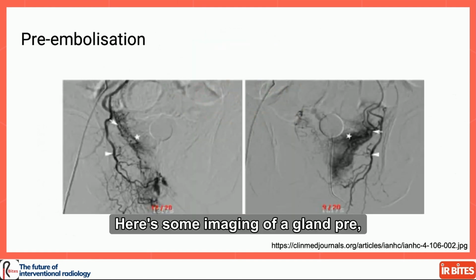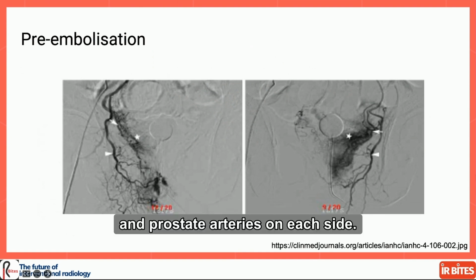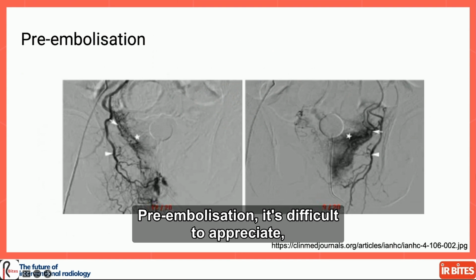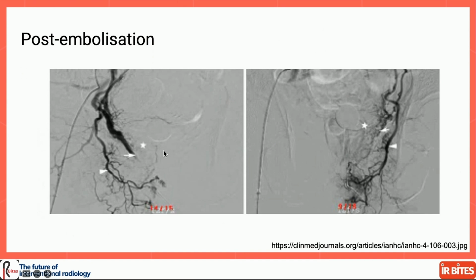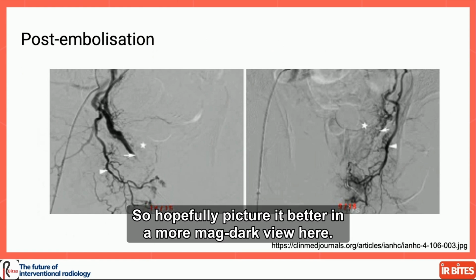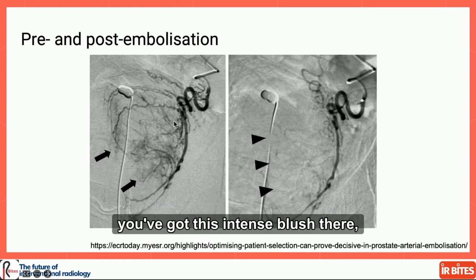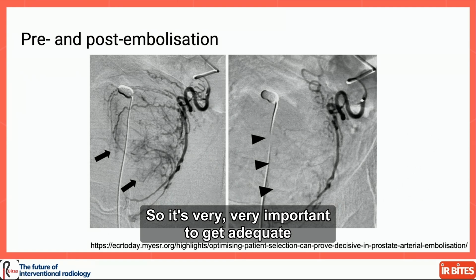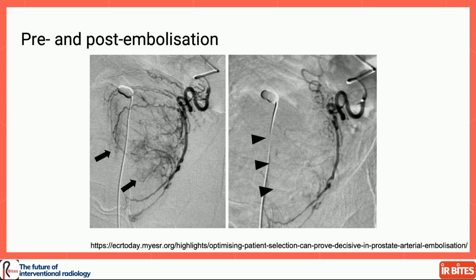Here's some imaging of a gland. You can see the intense blush of the gland, or prostate artery, on each side pre-embolization. It's difficult to appreciate, but we've got post-embolization. You can see less of the gland there, and that's stasis in terms of the flow. Hopefully you can picture it better in a more magnified view here. We've got the left prostate artery with this intense blush. You can see how it's been embolized and there's no longer flow to it. So it's very, very important to get adequate or true stasis to the prostate.